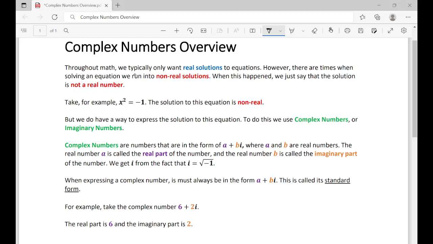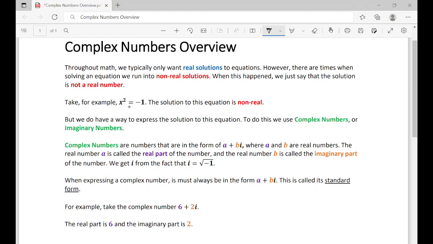Throughout math, we typically only want real solutions to equations. However, there are times when solving an equation we run into non-real solutions. When this happens, we just say the solution is not a real number. So, take for example, x squared equals -1.